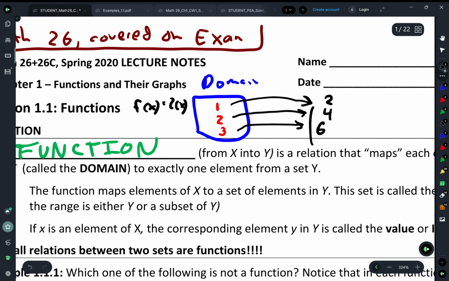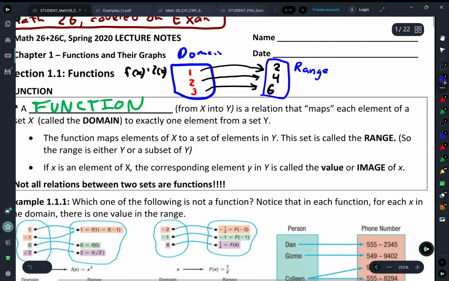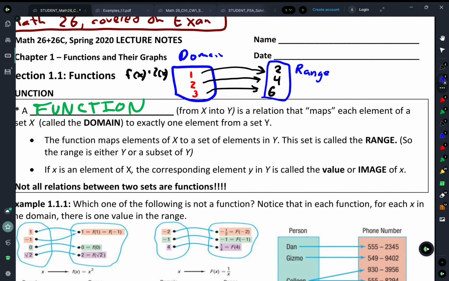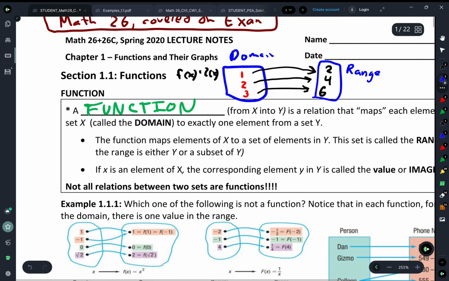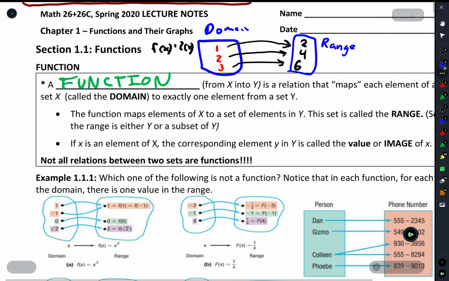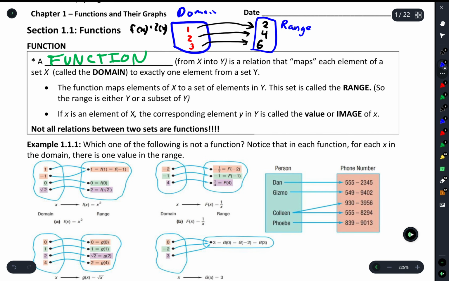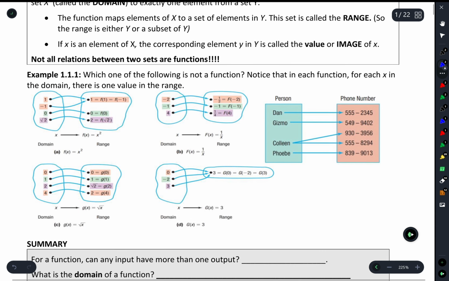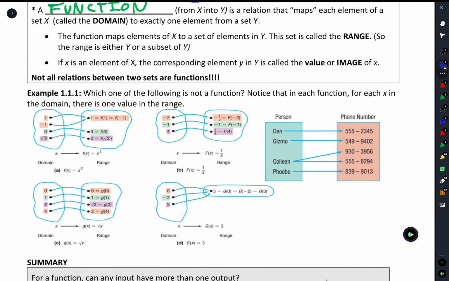Now these numbers over here, whatever these outputs are, this is called the range. And so you're going to hear those phrases a lot. Domain is the values that you can plug into a function. The range is the values that are spit out at the end of the function. Okay, now it's important to know that not all relations between two sets are functions. So let's look at example 1.1.1.